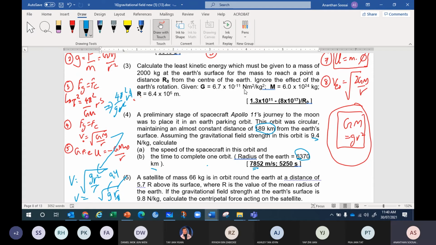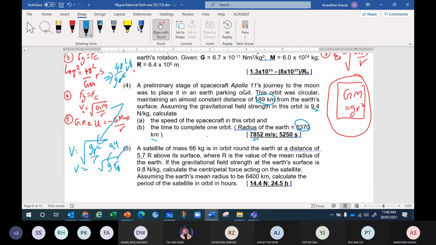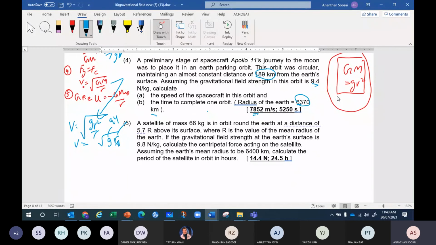Okay, so let's proceed. Those who are done with 4, proceed with 5. Last question. A satellite of mass 66 kilogram is in orbit around the Earth at a distance of 5.7 r above its surface. Remember, 5.7 r is above the Earth's surface, not from the center. R is the radius of the Earth, the value of the mean radius of the Earth.